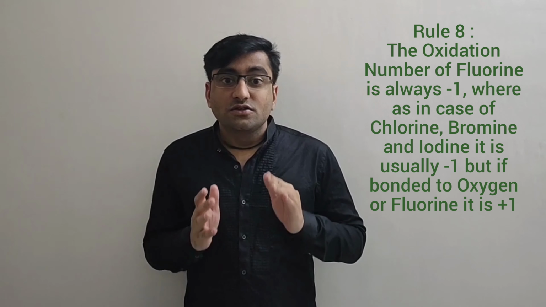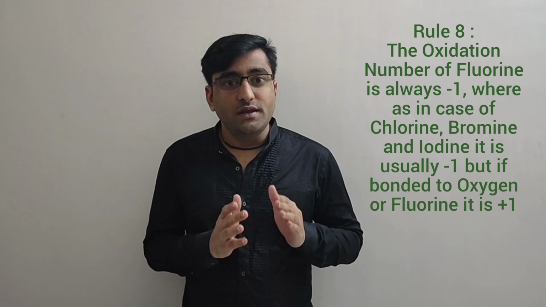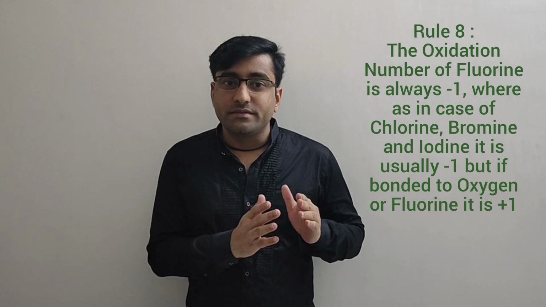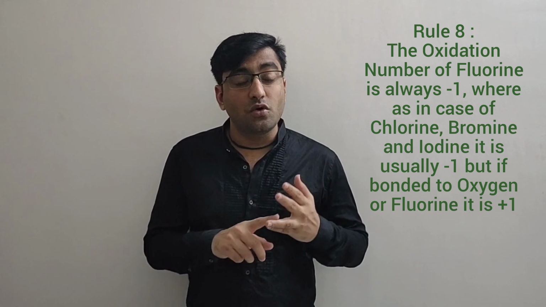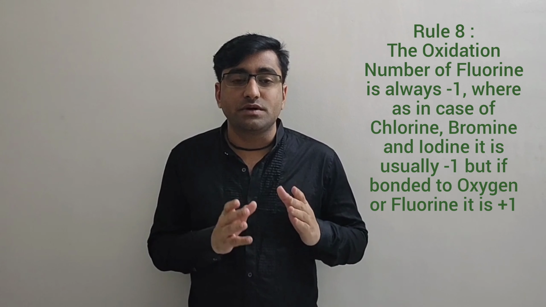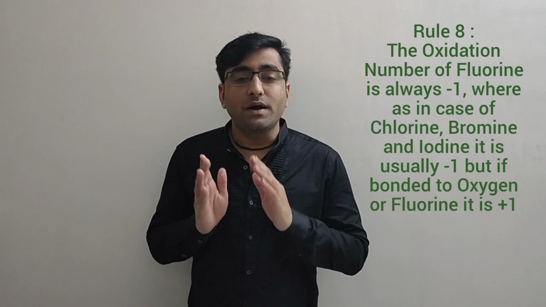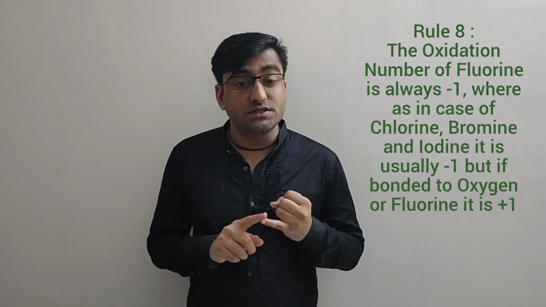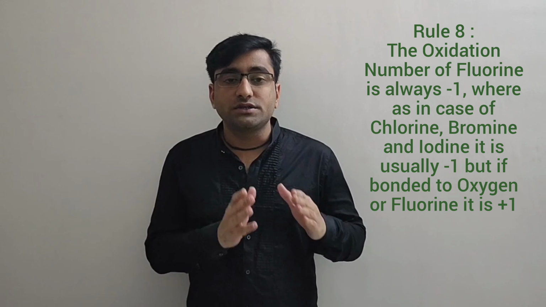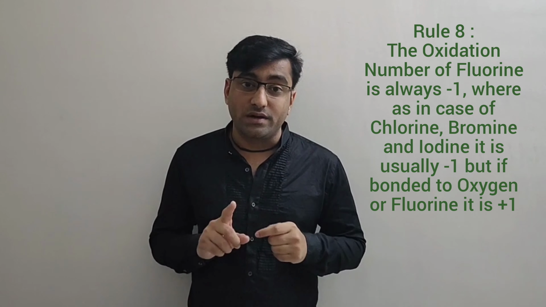Last and final rule, rule number 8. The oxidation number of fluorine is always -1, whereas in case of chlorine, bromine and iodine, the oxidation number is usually -1. But if they are bonded to oxygen or fluorine, their oxidation number is +1.